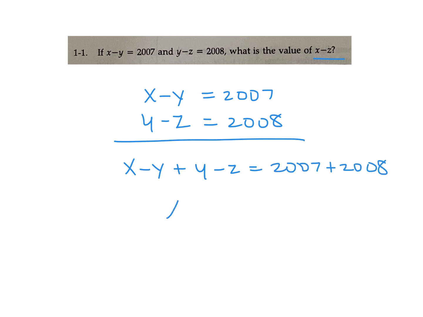If you notice, the y's cancel, and all you're left with is x minus z, and the sum would be 4015.